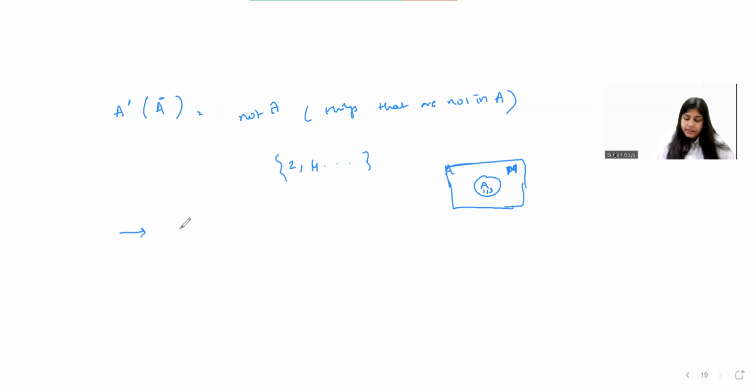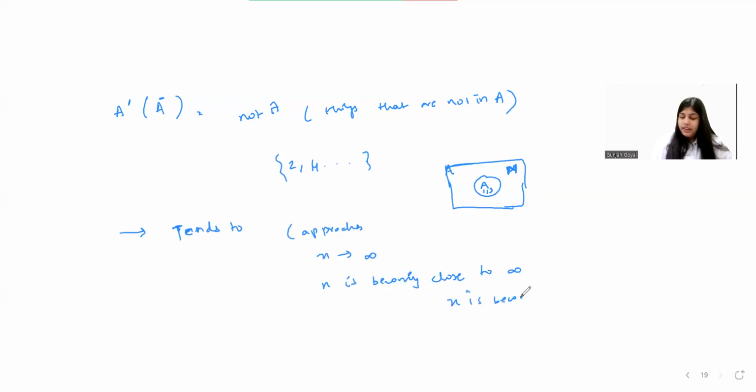Then we have "tends to." That means approaches. Or x tends to infinity means x is becoming close to infinity, or x is becoming very large. X is a very large number. Clear? Am I clear with the notations?